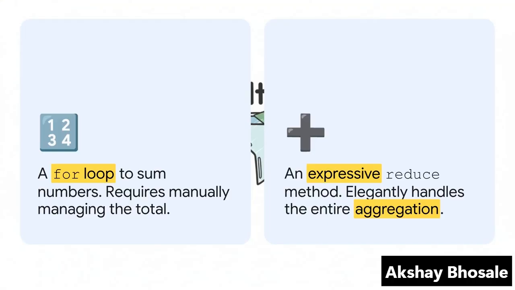Just look at this comparison for summing an array. The code numbers.reduce((acc, cur) => acc + cur, 0) is so expressive. It says, reduce this array. For each element, take the accumulator, which we'll call acc, and the current value, cur, and just return their sum. Oh, and see that comma 0 at the end? That's our starting value for the accumulator. It handles the entire process in one go.